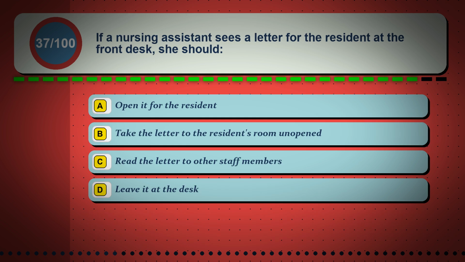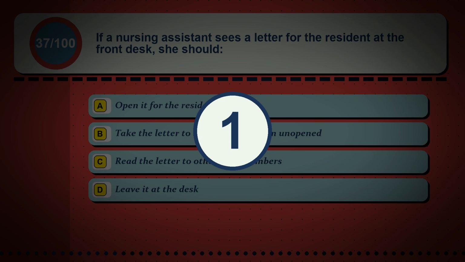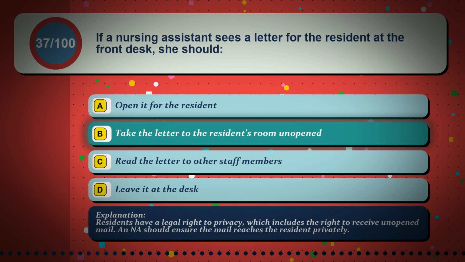Question 37. If a nursing assistant sees a letter for the resident at the front desk, she should: Option A. Open it for the resident. Option B. Take the letter to the resident's room unopened. Option C. Read the letter to other staff members. Option D. Leave it at the desk. The correct answer is option B. Take the letter to the resident's room unopened. Residents have a legal right to privacy, which includes the right to receive unopened mail, and NA should ensure the mail reaches the resident privately.